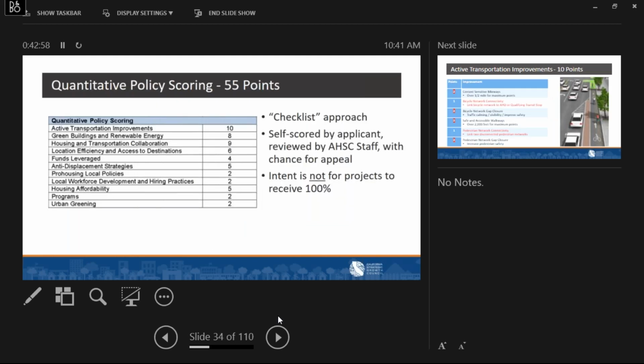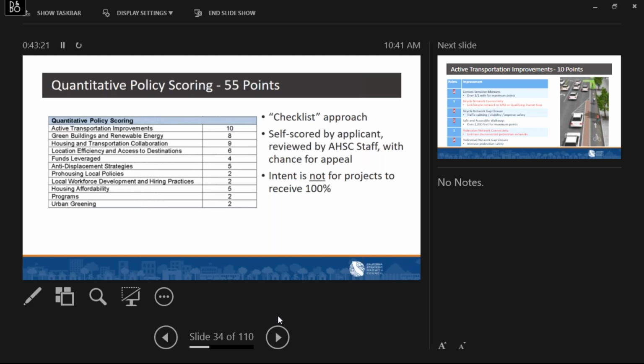Our next section is our quantitative policy scoring. 55 points, this is the largest scoring component of AHSC. This scoring category can be treated with a checklist type approach, where it's the category you'll have the most certainty about your final score.